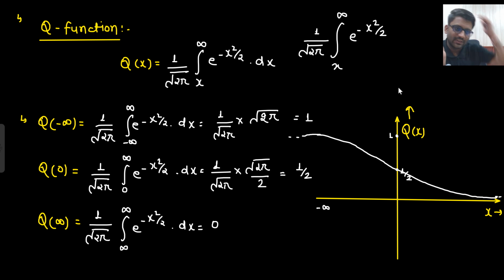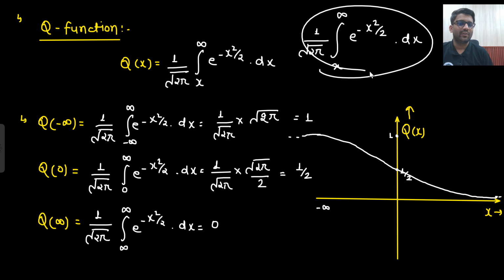Then e to the power minus x square by 2 dx. Now the confusion will be about the limit. So how will you think? Okay, sir, I remember the graph of Q function. It is just the opposite of CDF. It will go from 1 to 0. That means at minus infinity it is 1. So the limit has to go from minus infinity to infinity. That means from x to infinity. There you go. This is how you will be able to define your Q function.